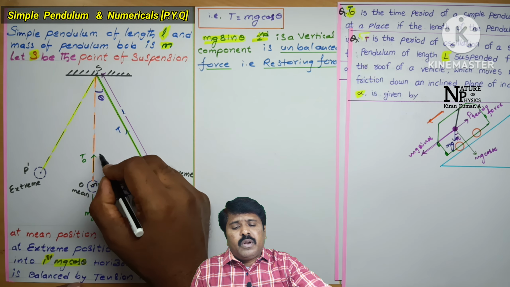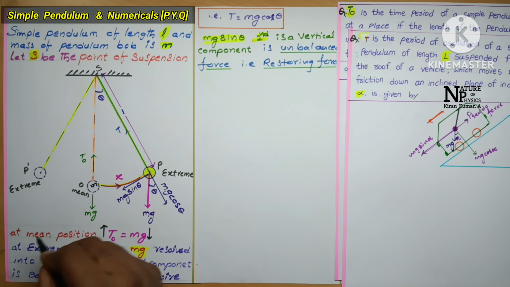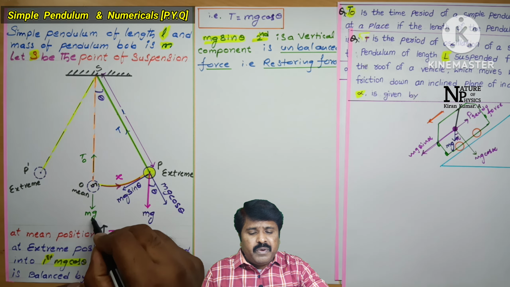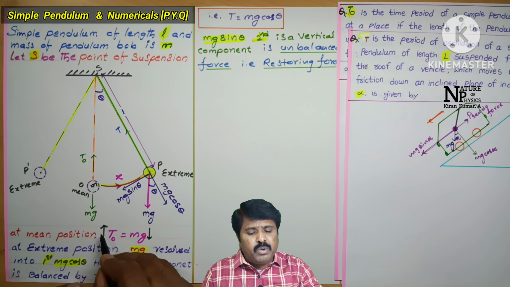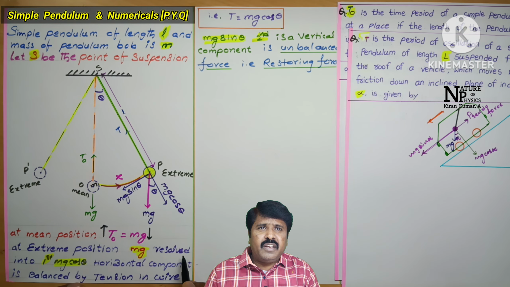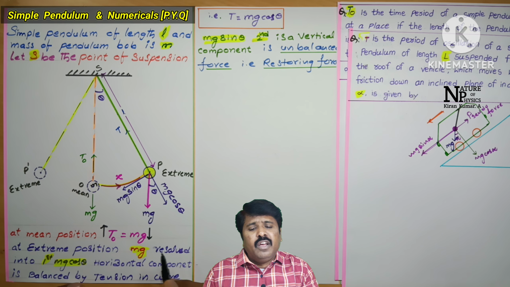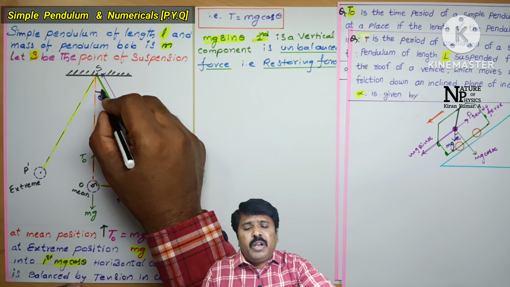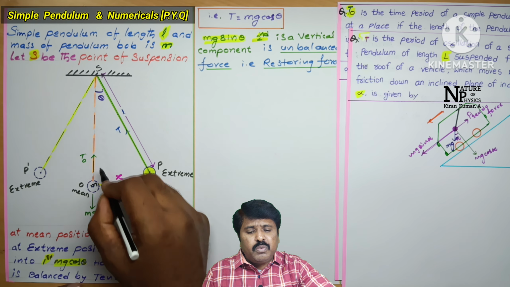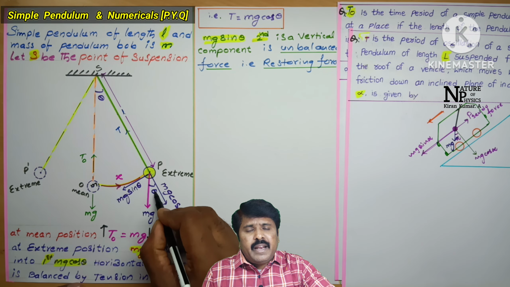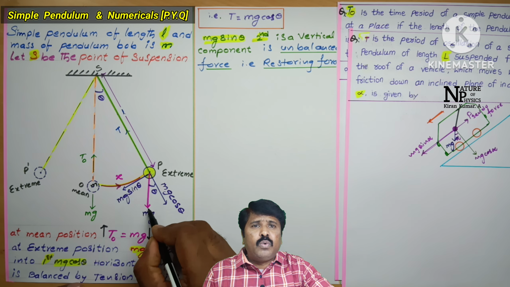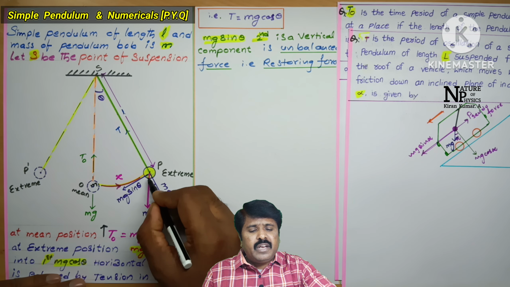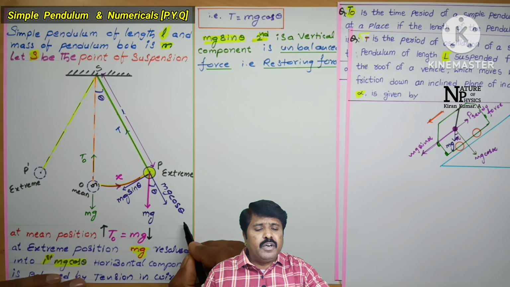First, the mean position. At the mean position, tension T0 is acting in the upward direction and weight mg is acting in the downward direction. Both are equal in magnitude and opposite in direction, so no need to discuss it. Now the extreme position. There the pendulum makes an angle theta with the vertical, and mg acting downward resolves into 2 components, mg cos theta and mg sin theta, mutually perpendicular to each other.